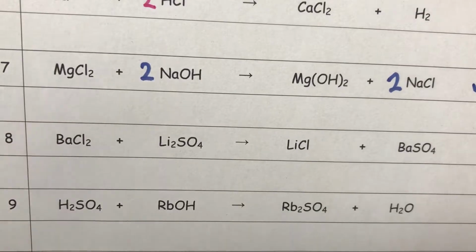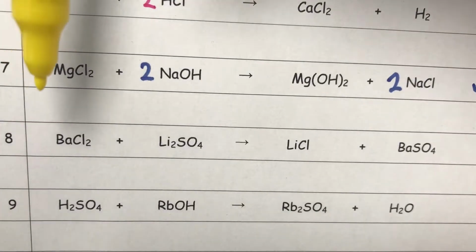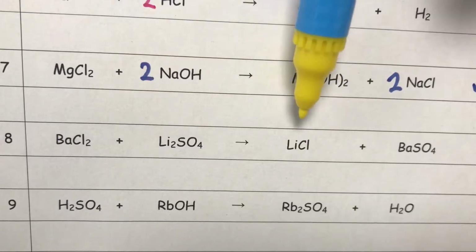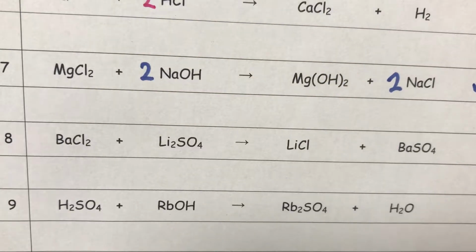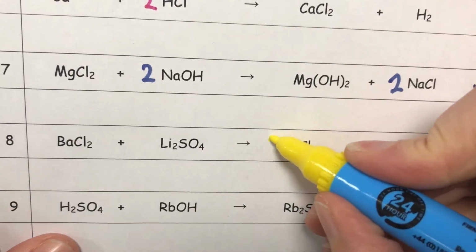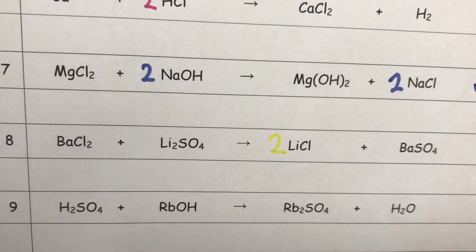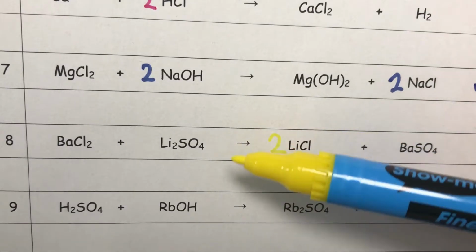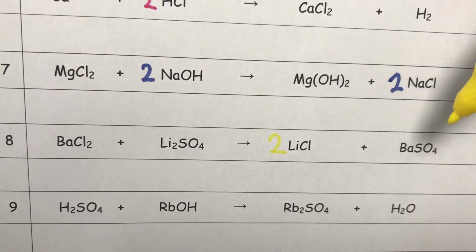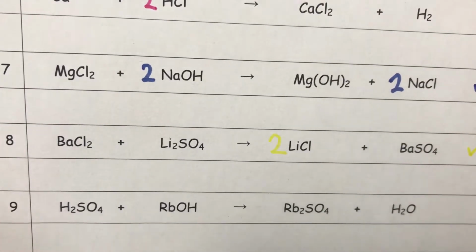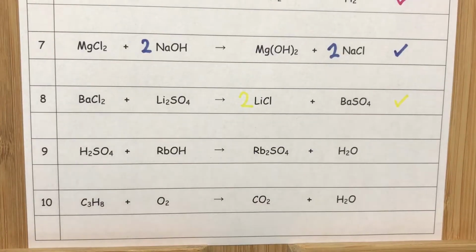Okay, let's look at problem number 8. I can see I've got 2 chlorines here and 1 chlorine here. I've got 2 lithiums and 1 lithium. So instantly I think I'm going to need to do a 2 there to fix that. So the Li's and the Cl's are now fixed. 1 S, 1 S, 4 O's, 4 O's, 1 Ba and another Ba. We are now balanced.